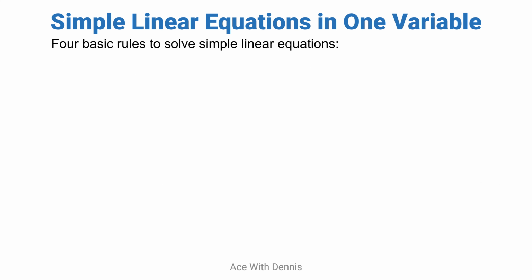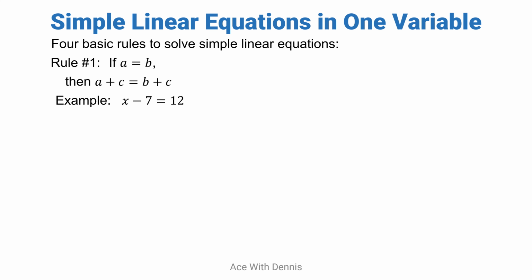Now, let's discuss 4 basic rules to solve simple linear equations. You need to know these 4 basic rules in order to get the solution for simple linear equations. Rule number 1: if a equals b, then a plus c equals b plus c. So here's an example. When x minus 7 equals 12, we add 7 to both sides, which gives x minus 7 plus 7 equals 12 plus 7. And we get the answer x equals 19.